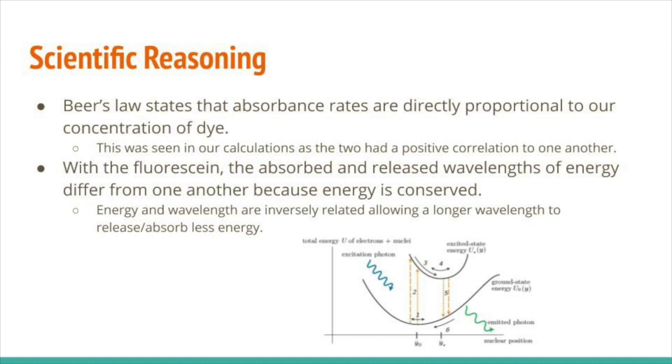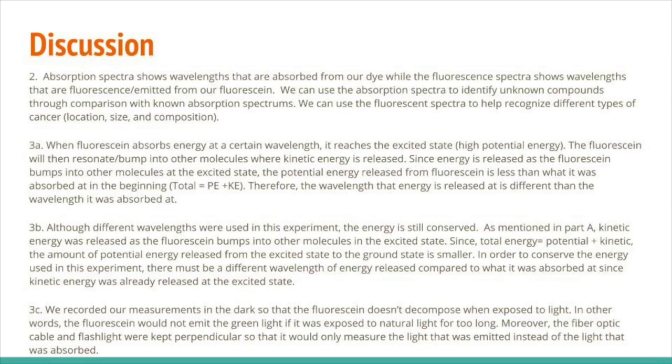Next, with the fluorescein, the absorbed and released wavelengths of energy differ from one another because the energy must be conserved. Energy and wavelength are inversely related to one another, allowing for a longer wavelength to release and or absorb less energy. In the discussion portion, we compare the wavelengths between absorbance and emission patterns in addition to what each spectra displays. To start off with, an absorption spectra shows wavelengths that are absorbed from our dye, while the fluorescence spectra shows wavelengths that are fluoresced or emitted from our fluorescein.